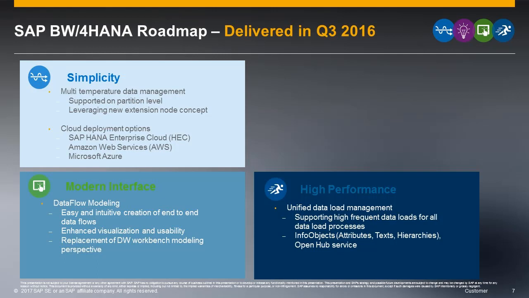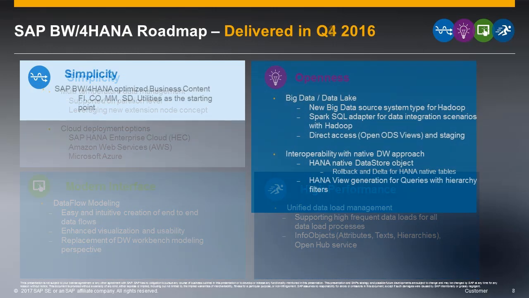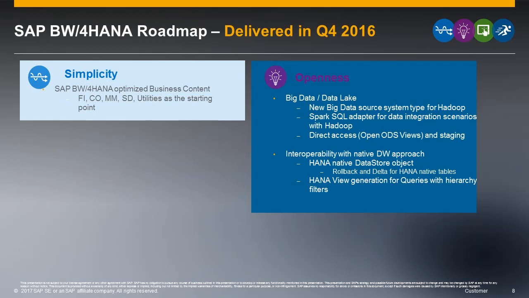Okay, in Q4, we've delivered the business content that's specific to BW for HANA and optimized for BW for HANA. And there are 4 areas in which we started out initially, and that is financials, controlling, material management, and sales and distribution. And from an industry perspective, the utilities sector was the first sector or industry that got initial focus. This is going to carry on throughout.